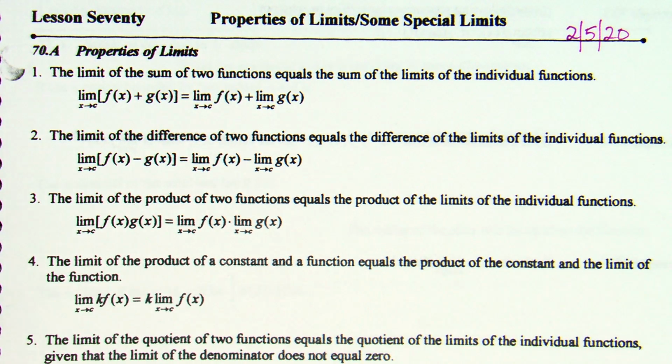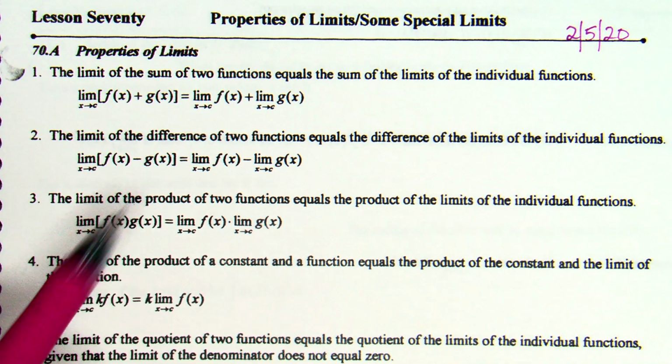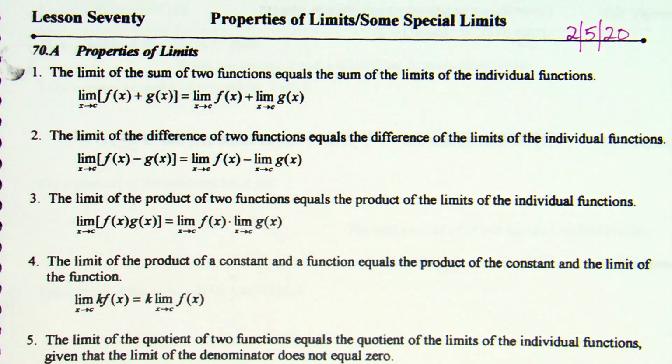So, with that in mind, 1, the limit of the sum of 2 functions equals the sum of the limits of the individual functions. What that's saying is if you have the limit of f plus g, that is the same as doing the limit of f plus the limit of g. So it just changes whether you add the functions and then do the limit, or whether you do the limit of each function and then add those responses. So it shows up there that the addition can be broken into 2 limits.